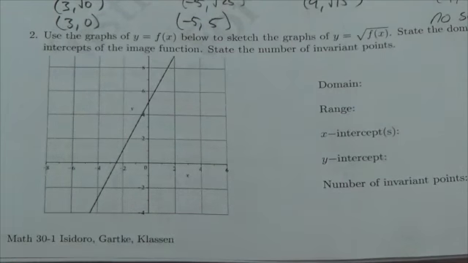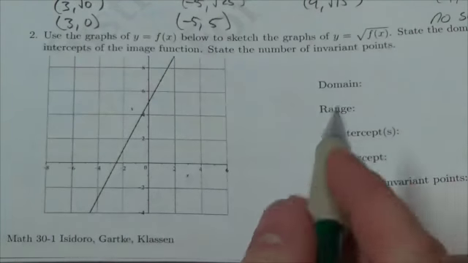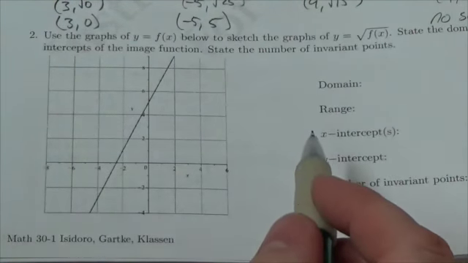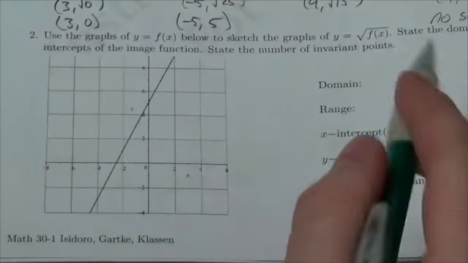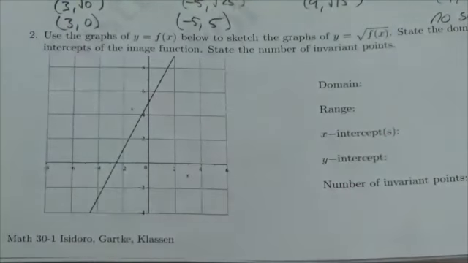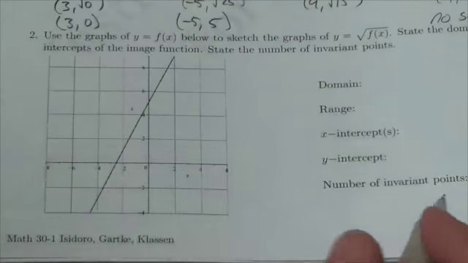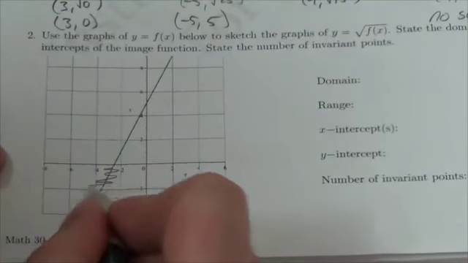Okay, everybody, we're working through the radicals chapter. What we're going to do is apply the radical transformation to this linear function here. We're going to state the domain, range, intercepts, and other properties of the image of the function, and state the number of invariant points.